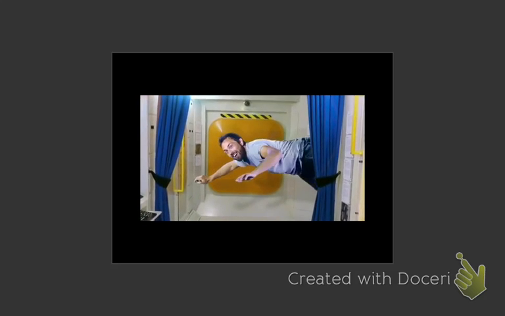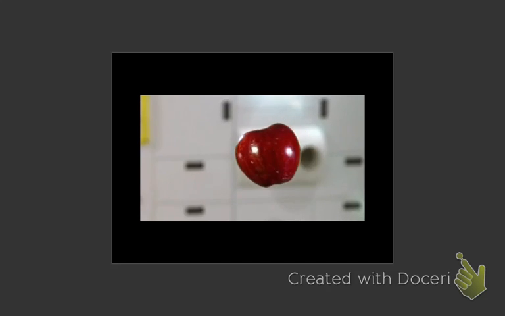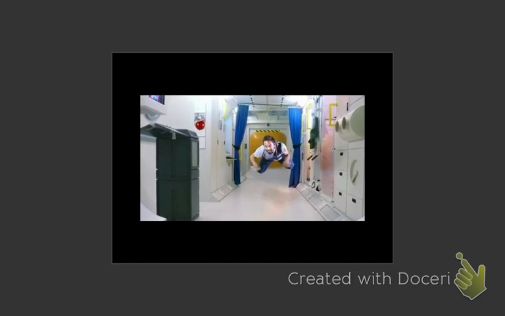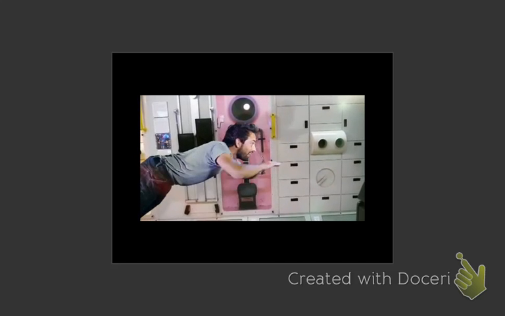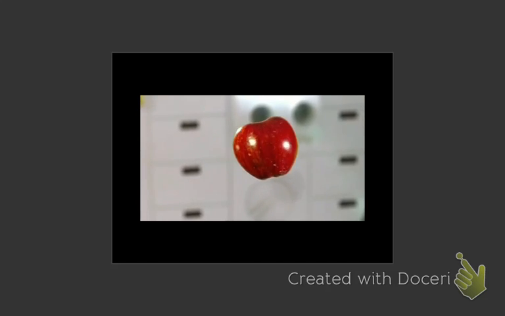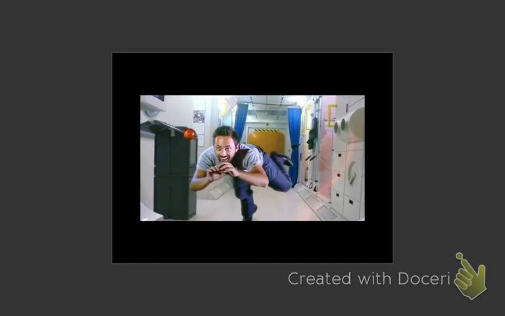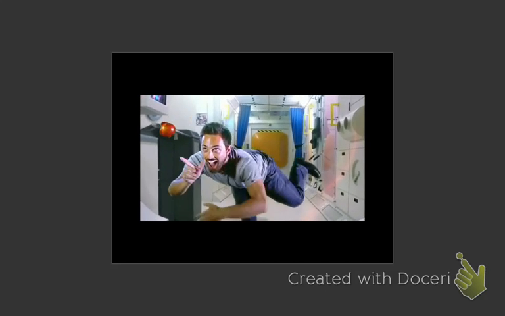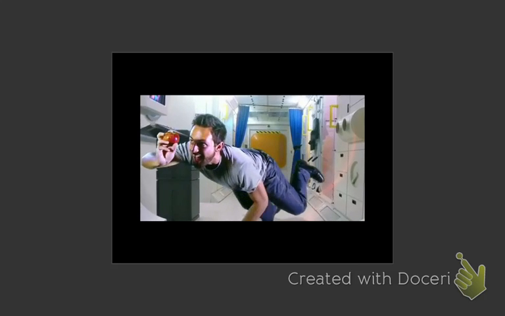So the space station and the astronauts inside are constantly accelerating towards the Earth's core, but they never get any closer. And because they're accelerating at the same rate, the astronauts feel weightless. They have this amazing sensation of floating.